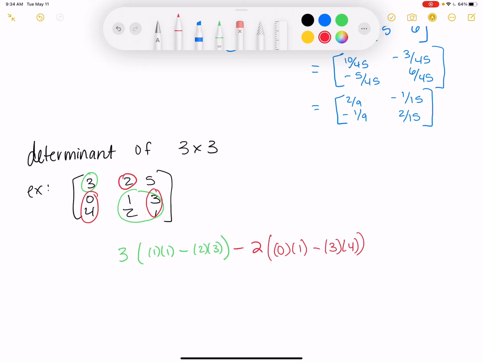Okay, and I don't care if you write out all the little, like when you know that's going to be 0 or you know that's just going to be 1. I don't care if you write it out, but you do need to show that you're doing it by hand at least. And then for the last one, it's going to be plus 5 times everything that's not in its column. So 0 times 2 minus 1 times 4.